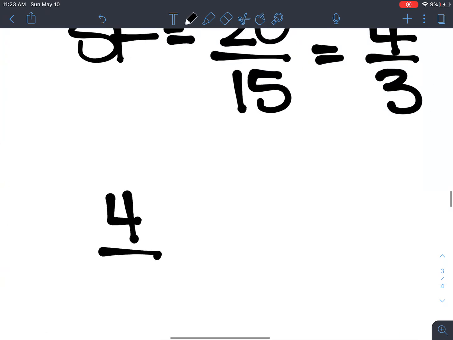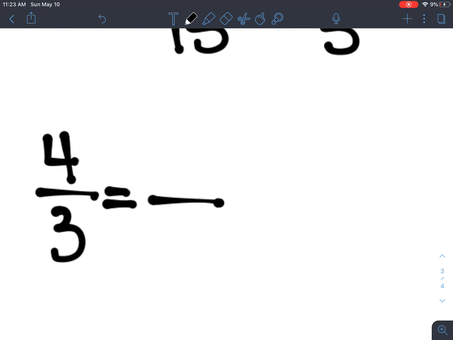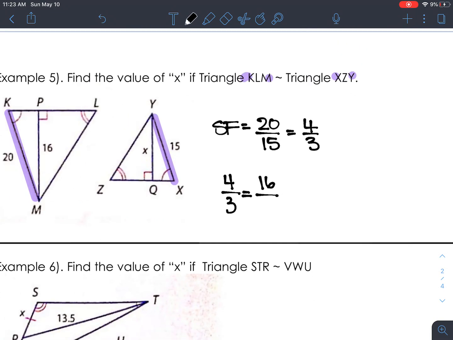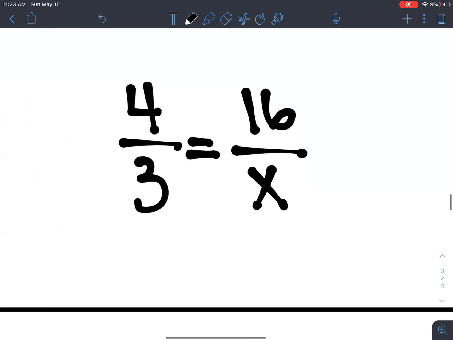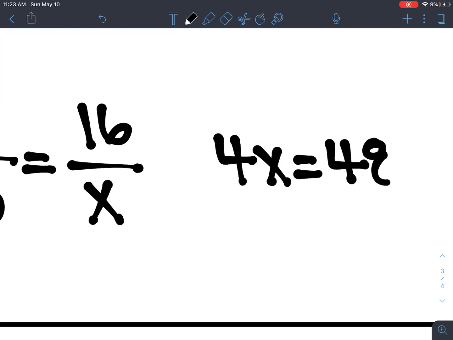So setting up my proportion, 4/3 is equal to, and I started with triangle KML, so my altitude has a length of 16. And then for YQ, it has the X. All right, so cross multiplying, we're going to get 4X is equal to 48, which means that X is equal to 12.